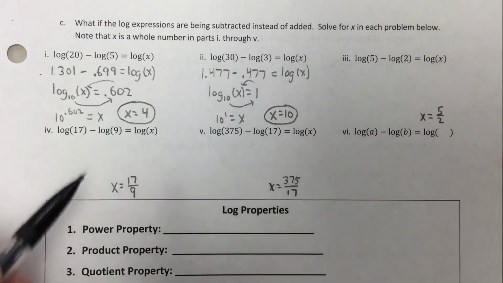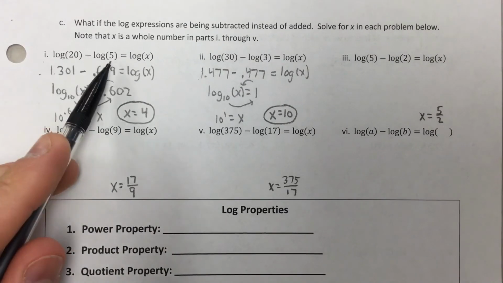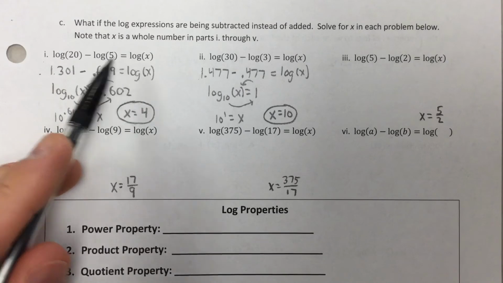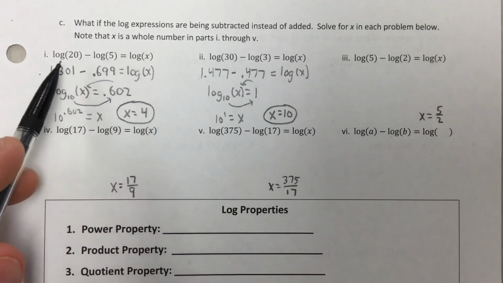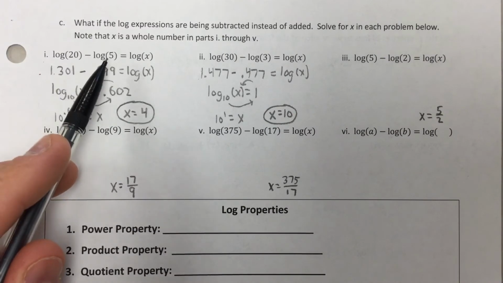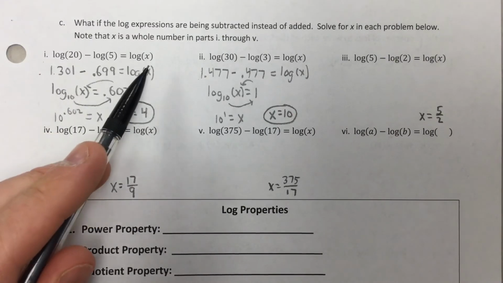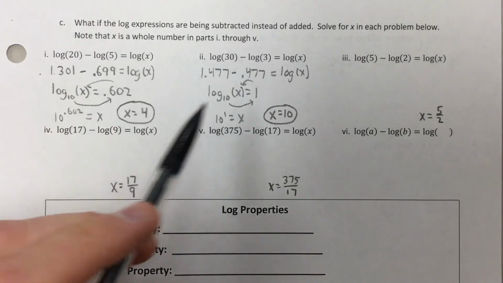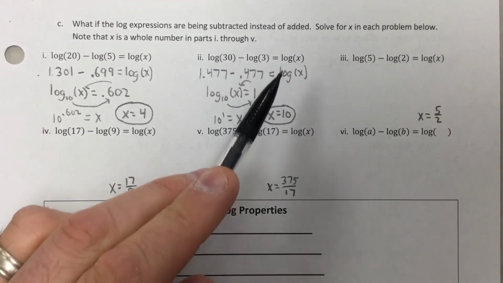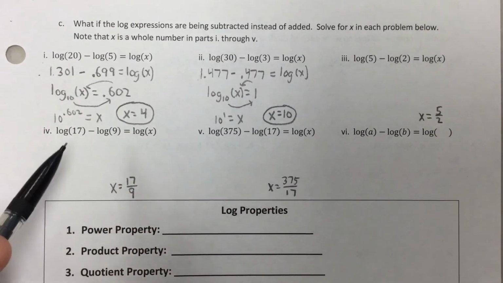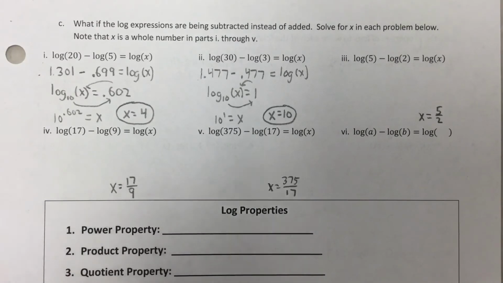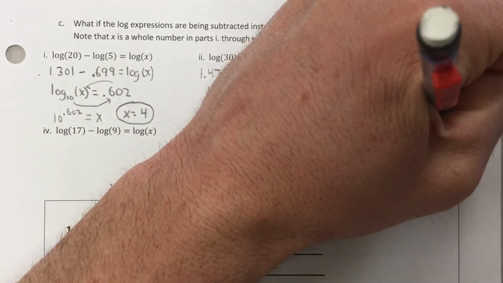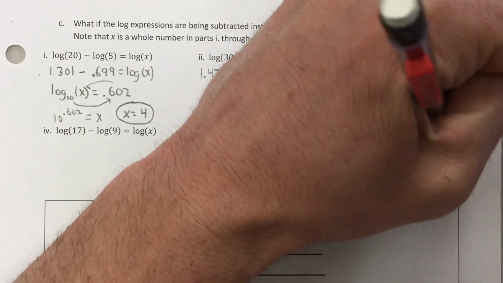So if you notice, what we're doing here is if we have 2 logs that are being subtracted, we can make that into a single log by dividing the numbers that are in the parentheses. So here we had log of 20 minus log of 5, and that was equal to log of 4. So 20 divided by 5 is 4. 30 divided by 3 is 10, so that was log of 10. Here, log of 17 minus log of 9 was equal to log of 17/9. So log of A minus log of B is equal to log of A divided by B.